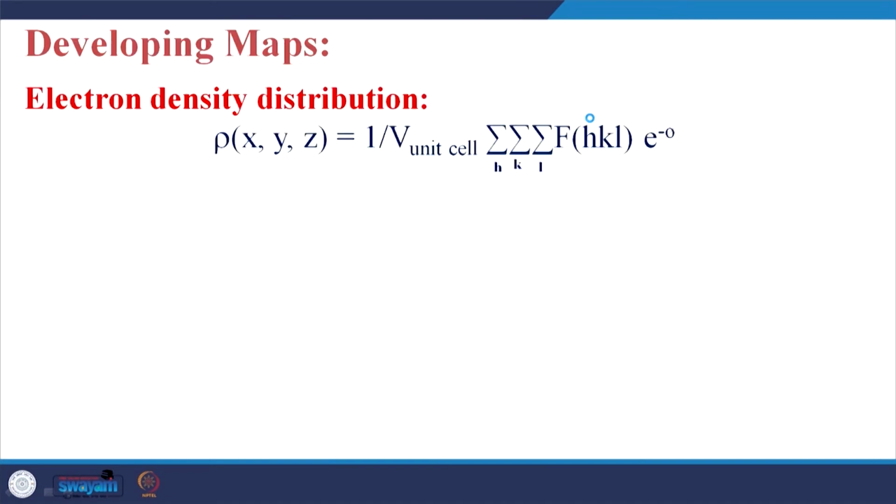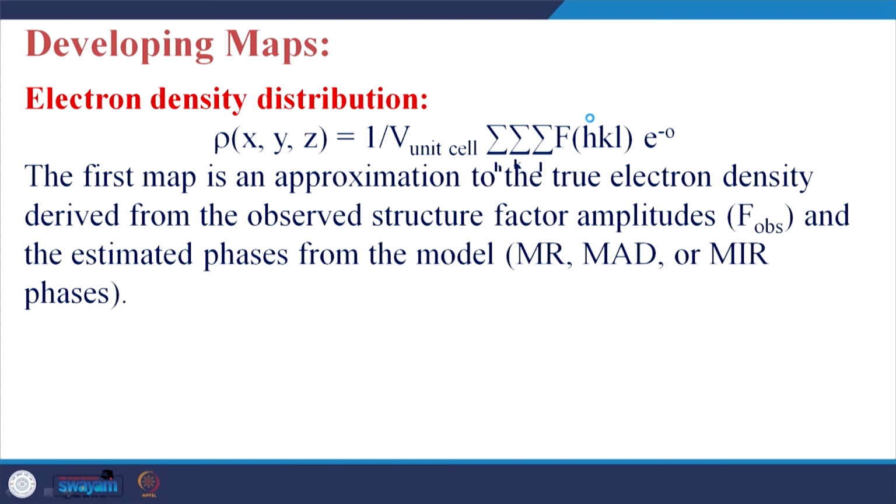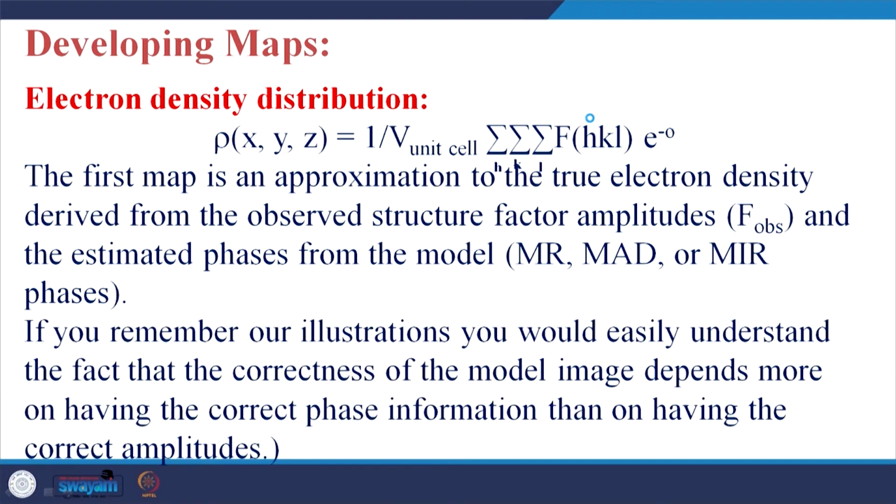Now, we will go for developing maps, electron density distribution. We know the formula. The first map is an approximation to the true electron density derived from the observed structure factor amplitude F obs, which is observed, and the estimated phases from the model coming from molecular replacement or heavy atom, where MAD, MAR, SAR, MIR, every possible methods are applied. If you remember our illustrations, you would easily understand the fact that the correctness of the model image depends more on having the correct phase information than on having the correct amplitude.